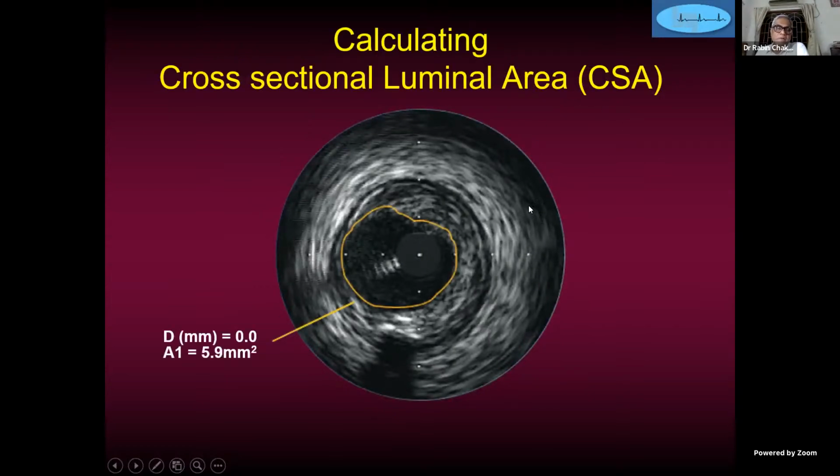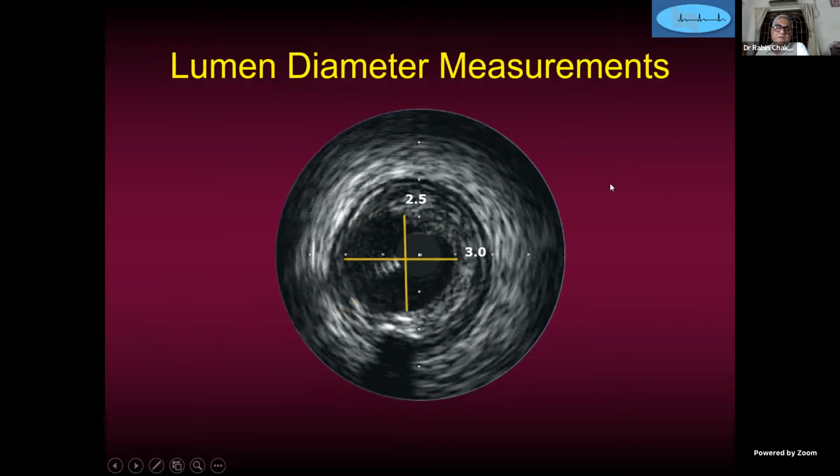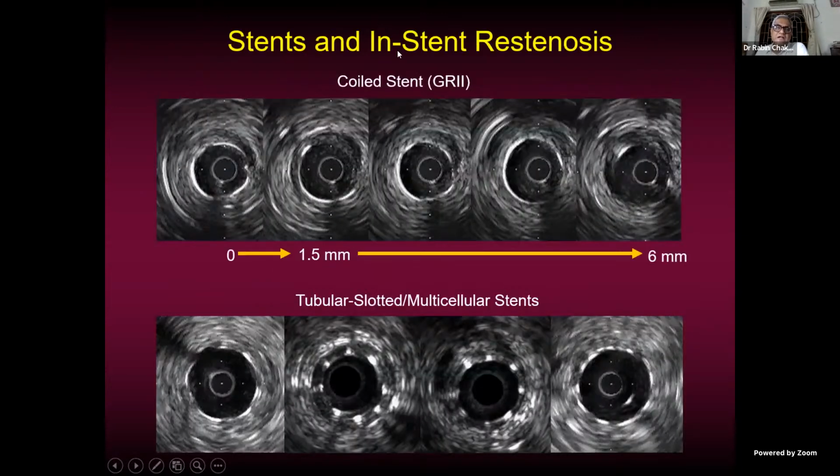Calculating cross-sectional luminal area. This is the luminal area cross calculation. You can see 5.9. Luminal diameter measurements. Stent to stent in in-stent restenosis also. This is a coil stent. This is a normal tubular slotted stent. That's how it is being done.